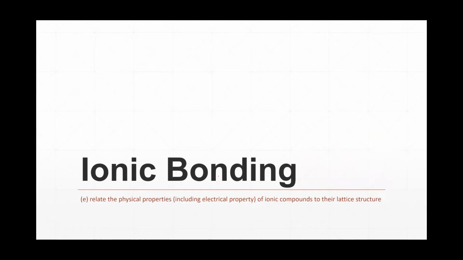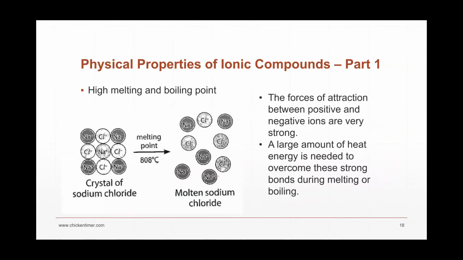So you have to know the physical properties of ionic compounds, and you have to find the relationship between them and the lattice structure. Number one, they have high melting and boiling points. This is the sodium chloride crystal in solid form. Once you melt it at 808, it becomes molten, and the sodium and chloride ions are free to move about.